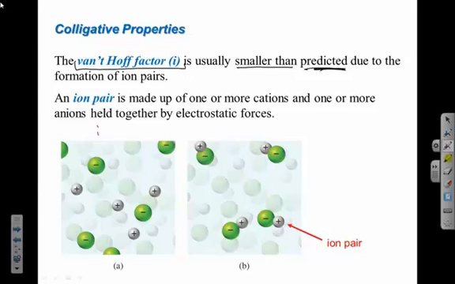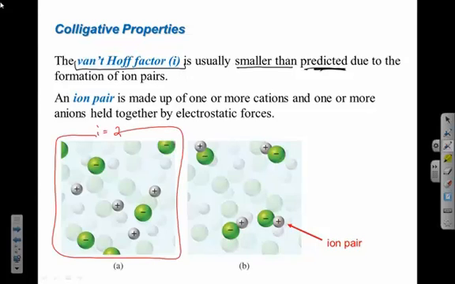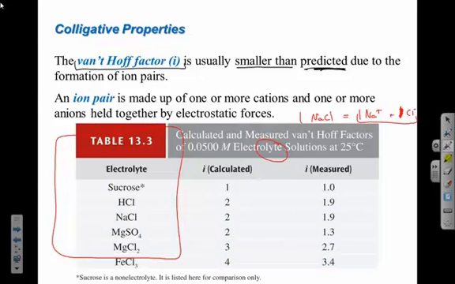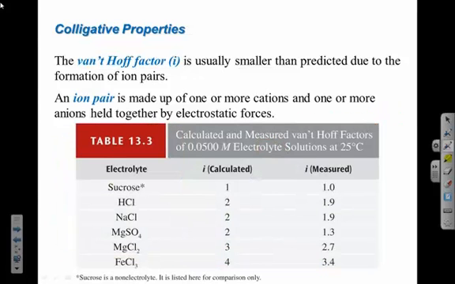So i would be equal to 2 if all the ions stayed separated. But if a few of them stick together once in a while as pairs, that acts as only 1 unit. So for every 1 NaCl that I put in, I don't get a total of 2 particles. I don't get a total of 1 Na and 1 Cl. A couple of these will actually stick together. So I get less than 2 particles for every 1 NaCl. So the actual Van't Hoff factor will be less than the predicted value.